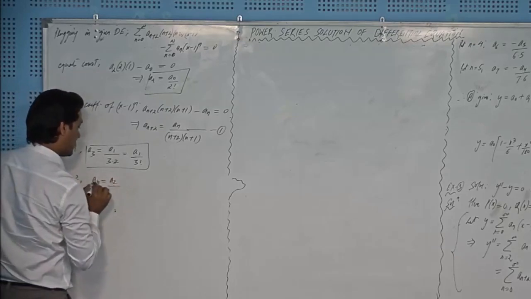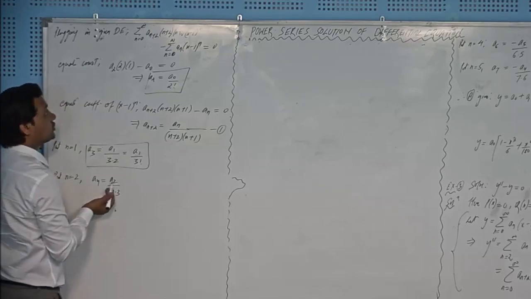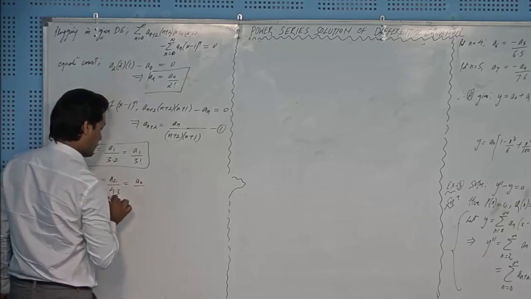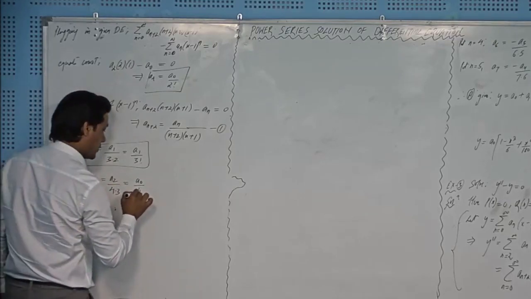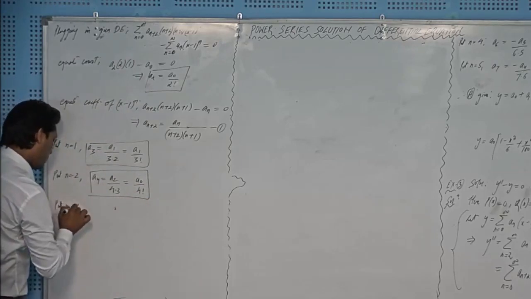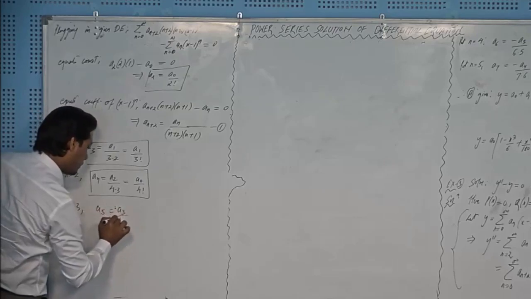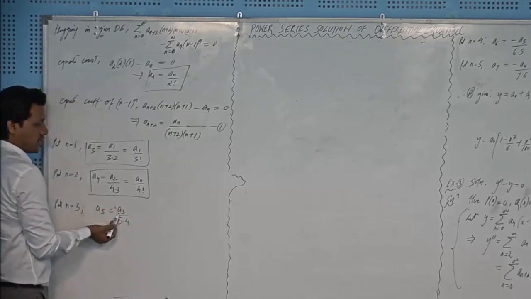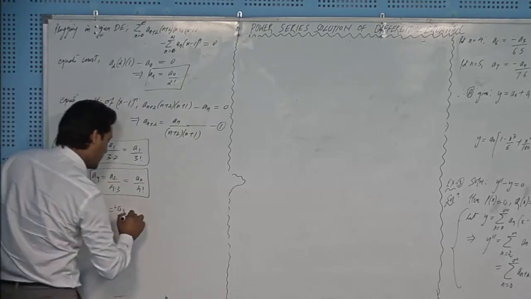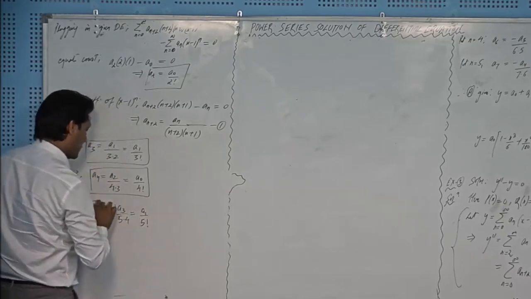a4 equal to a2 over 4 into 3, right? And a2 is known. A2 is a naught over 2 factorial, that will become a naught over 4 into 3 into 2 factorial, that will become 4 factorial ultimately. So I am getting some pattern, right? So put n equal to 3. If I put n equal to 3 here, I will get a5 equal to a3 over 5 multiplied by 4, and I can use the value of a3. This is my a3, a1 over 3 factorial, so that will become a1 over 5 into 4 into 3 factorial, that will become 5 factorial, right?